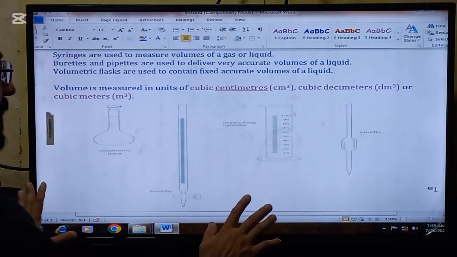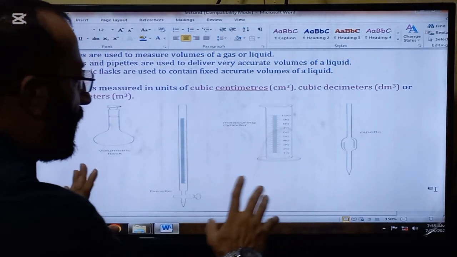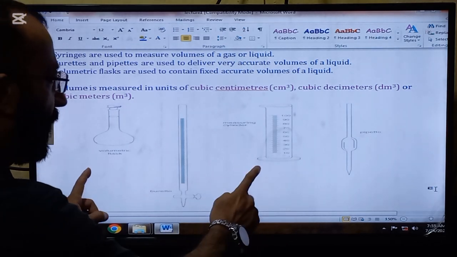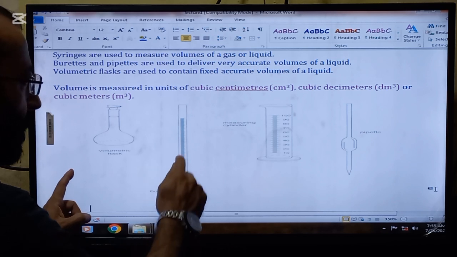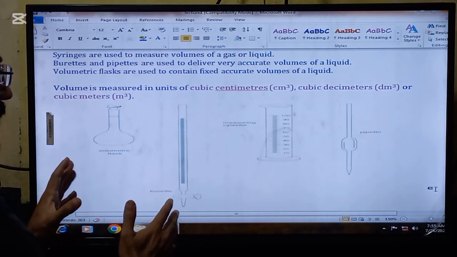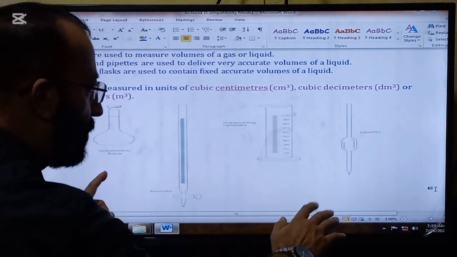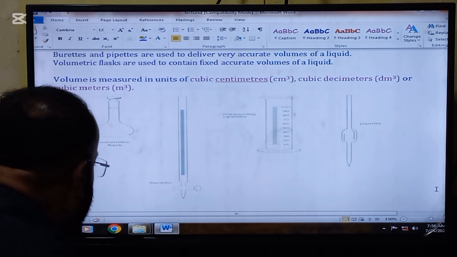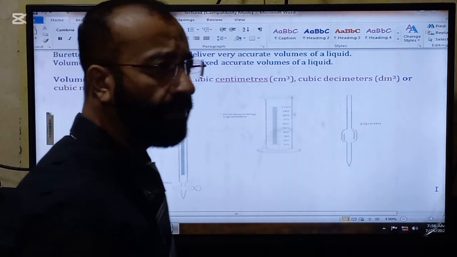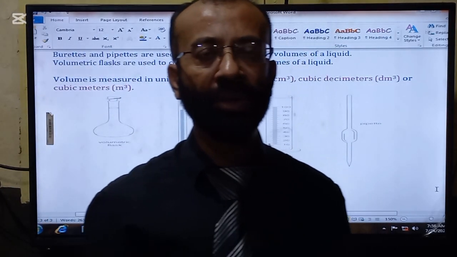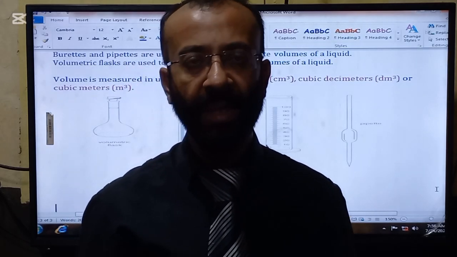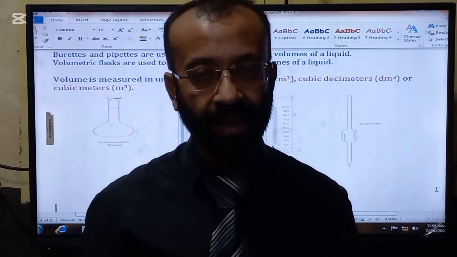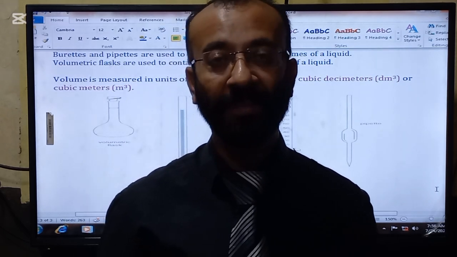You have to remember these figures because they are important as far as your paper number 1 is concerned. In paper number 1, a figure comes and you have to tick the right option, or sometimes the name is given and you have to tick the figure. So you have to remember all these things. These are very, very important points. I hope this will be the most interesting and easy lecture for you to understand and remember. So read this lecture again, understand it, learn it, and make your notes. Thank you so much.